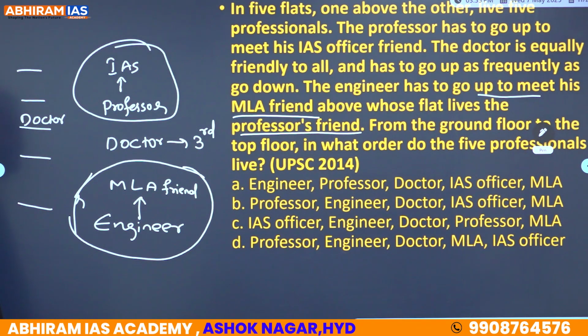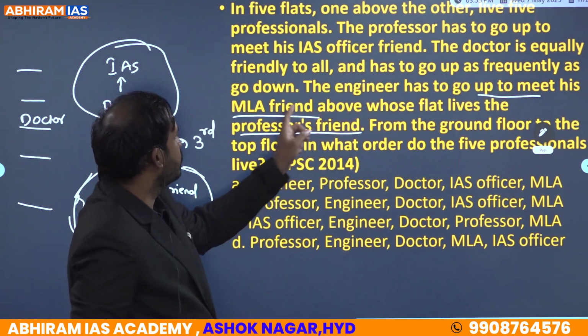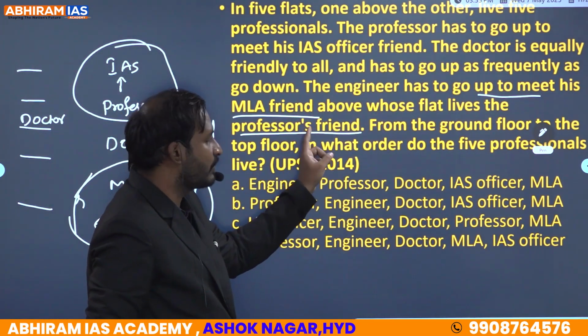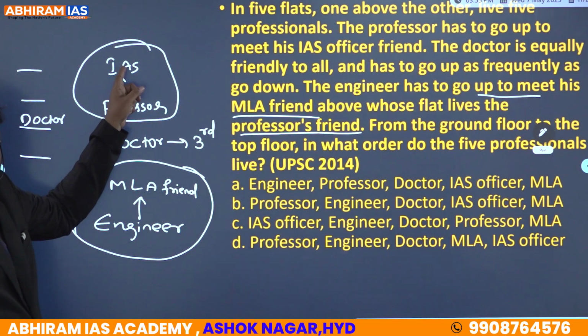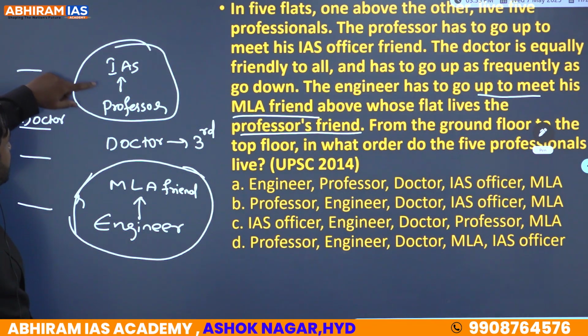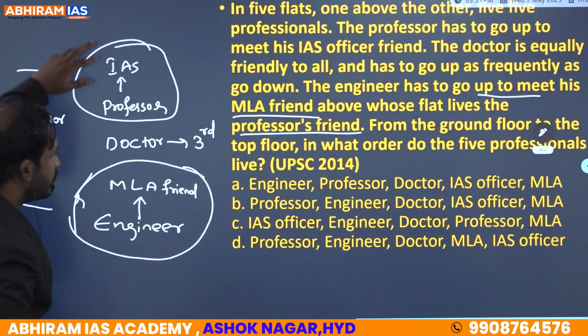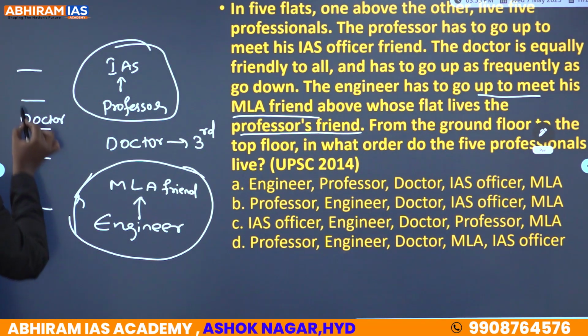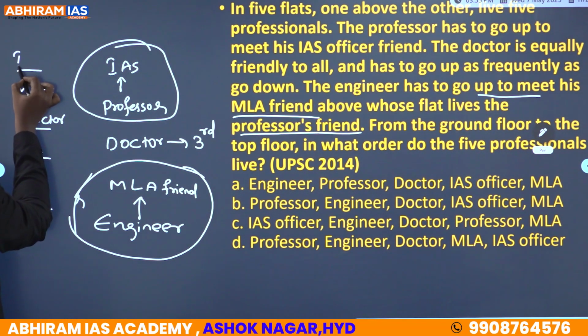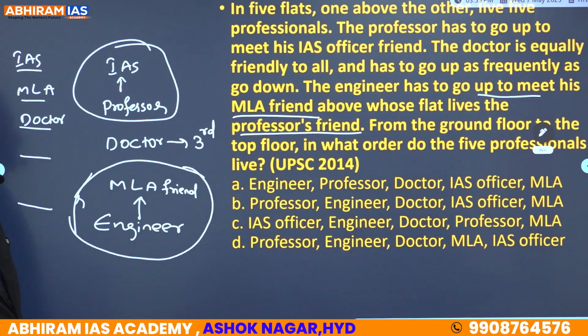Okay, clear. Next, the engineer has to go up to meet his MLA friend, above whose flat lives the professor's friend. Who is professor's friend? IAS officer. Okay, that means above the engineer's friend MLA, who should I have here? IAS officer. So the only chance for me is MLA is here and IAS officer is here. Why? Because MLA is the friend of engineer, above whose flat the friend of professor will live. Friend of professor is who? IAS.